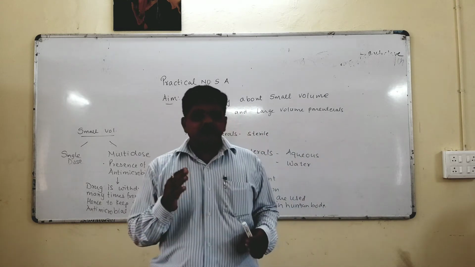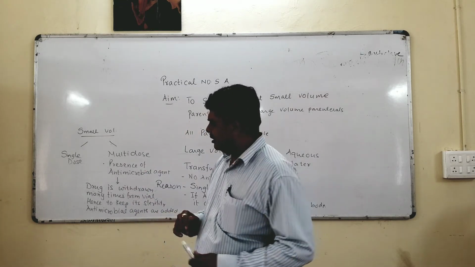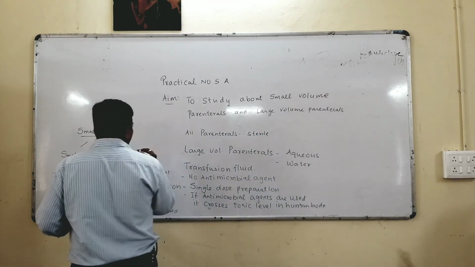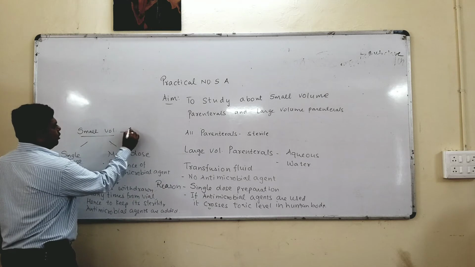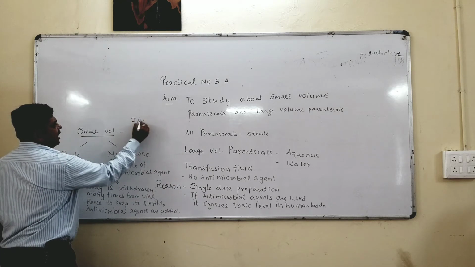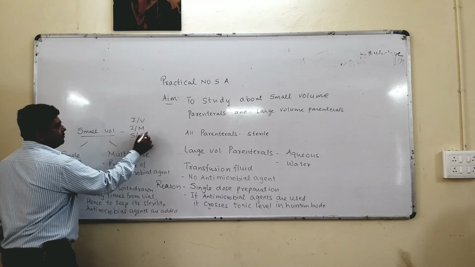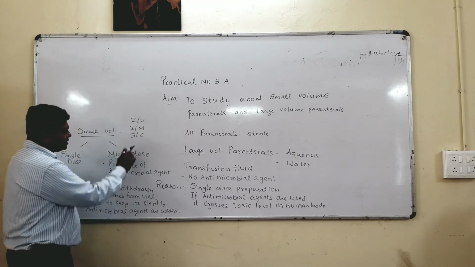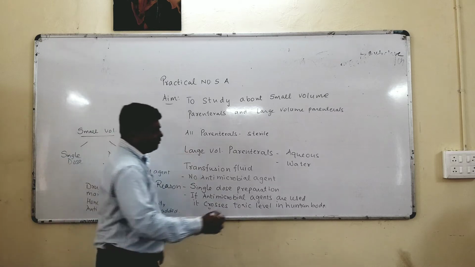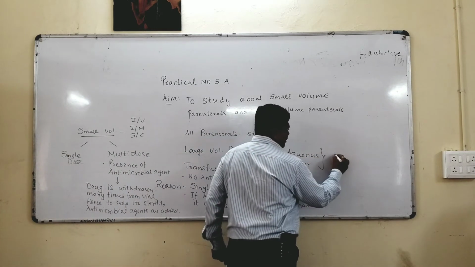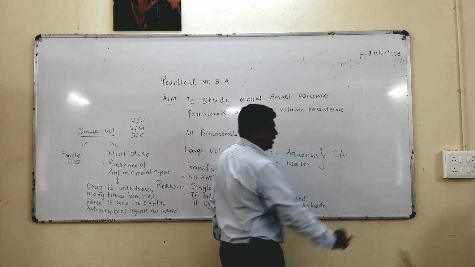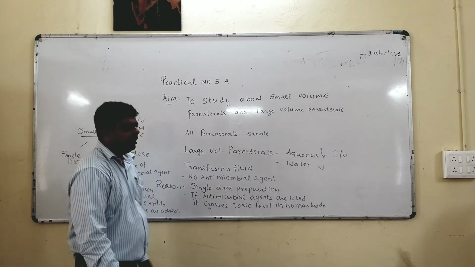Now, what are the other things? That other difference we also learn. Small volume can be given by IV route, it can be given by IM route, it can be given by subcutaneous route. This is the difference. While large volume parenterals are meant for IV route only.